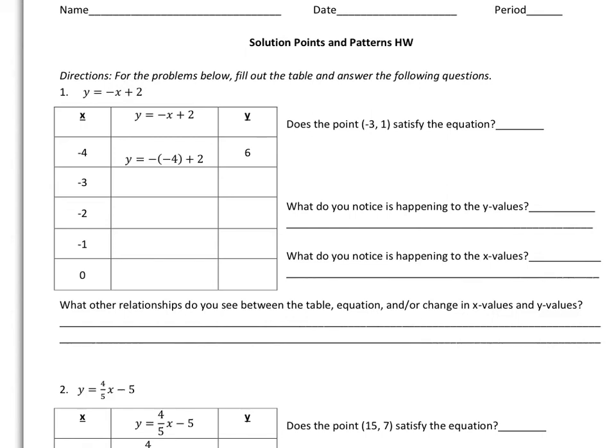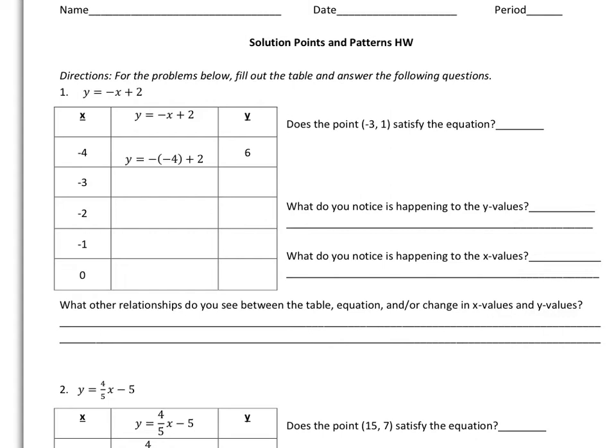For homework today, we are going to practice more filling out the tables, and we are also going to determine if points satisfy the equation, and finally we are going to look at some patterns in the tables as well. So we are given the equation y equals negative x plus 2, and we're given our x values from negative 4 up until 0. What we are going to do is plug the values in, just like I did the first one with you, to find our corresponding y's.